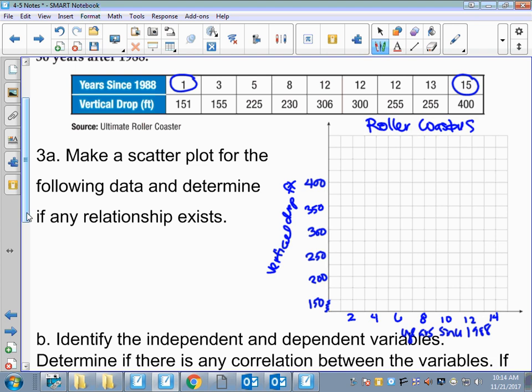All right, so when I graph the data, 1 and 151, it's right about there. It's just an approximate. 3 and 155. So they're not going to line up super nice. 5 and 225. But what you'll see is probably a pattern here. 8 and 230. I could see the pattern already in the actual table. 12 and 306.